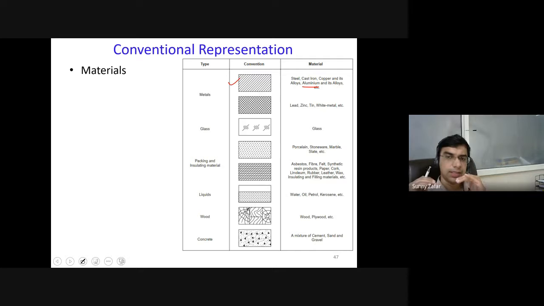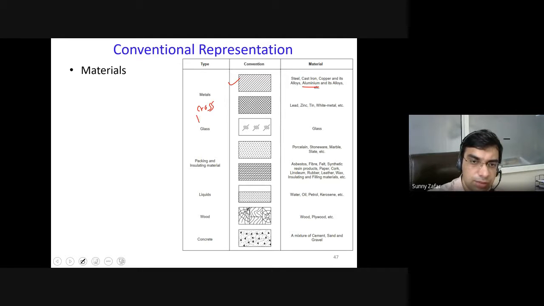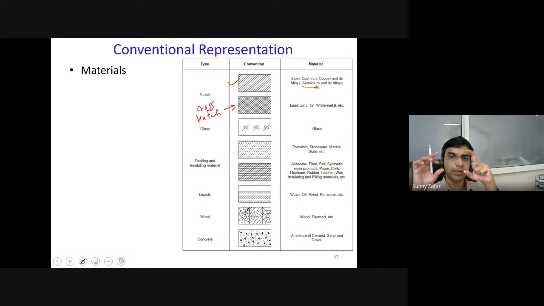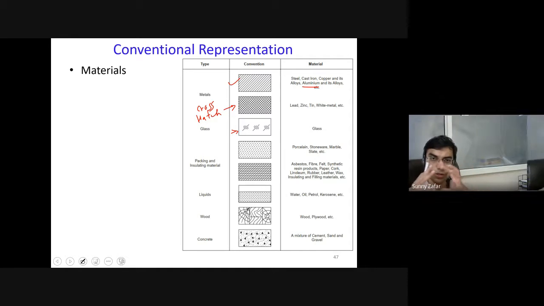If there are other materials such as lead, zinc, tin, etc., then we use a cross hatch pattern. Okay, so this is known as the cross hatch pattern. If you see this cross hatch pattern on a machine drawing, you should be able to read it as a non-ferrous material being there at that location. Glass is represented using this convention. Similarly, sometimes packing or insulating materials are used, especially in components which are moving parts, like shafts or coupling joints.